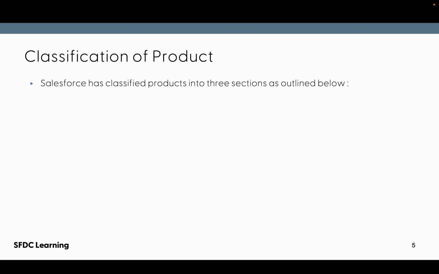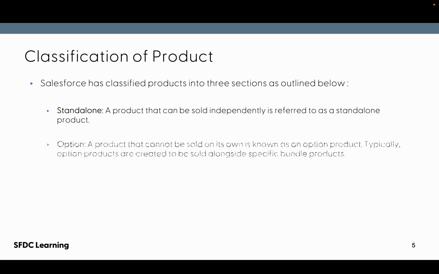We all know this. Now, classification of the product. Salesforce has classified products into three sections as outlined below. The first one is standalone. We have already seen a video on that. If you haven't seen that video, go to my channel and check it out. A product that can be sold independently is referred to as a standalone product. Now, the second one is option. A product that cannot be sold on its own is known as an option product. That means you cannot buy that product on its own, but it is available as a part of another product.